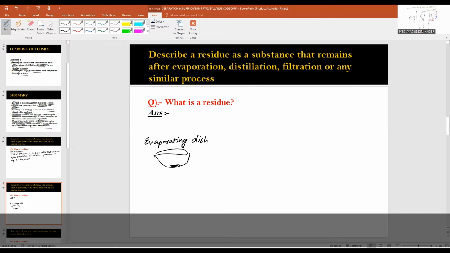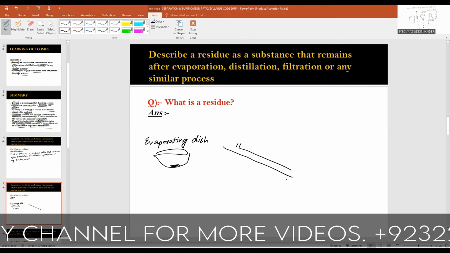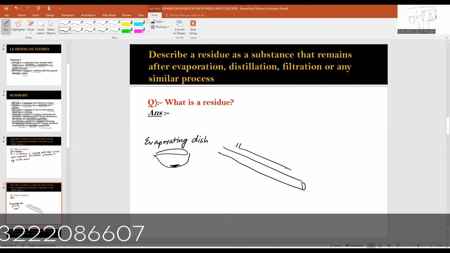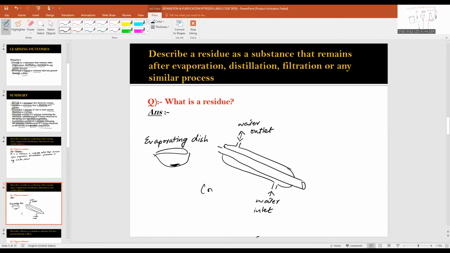Let me draw the condenser. During distillation, we have a condenser. This is a condenser. Here you are having water inlet, water outlet. This is the condenser. Let me write condenser.